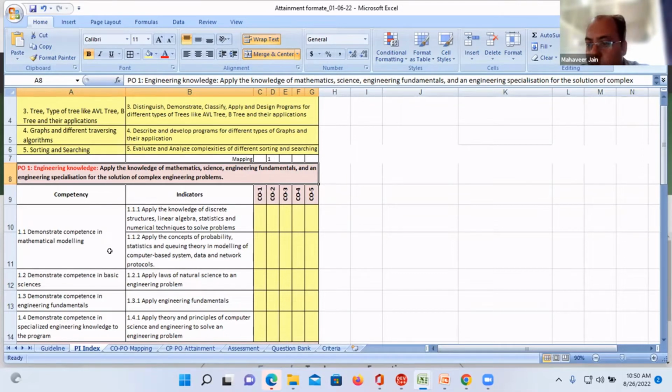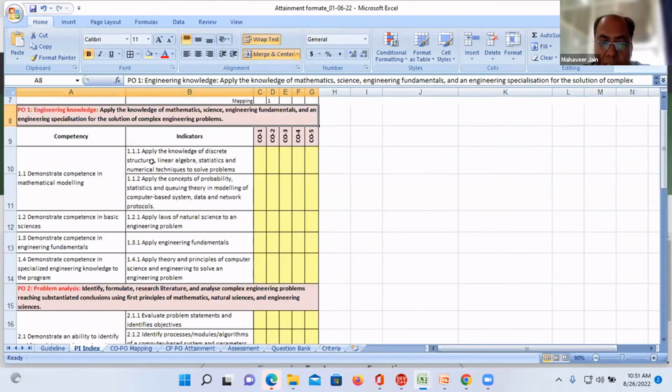I think in this process, every time we are not involved so much that we are able to decide whether it is highly mapped, lowly mapped or moderately mapped. So what we do, we simply write 2 or 3. Nobody asks why did you write 2 or 3. Okay. So in this method, I have divided, or rather it is already given by the NBA. It is not mine. It is given by the NBA. Every PO is divided into a number of performance indicators. So here you have seen this is PO1. PO1 is divided into 5 performance indicators.